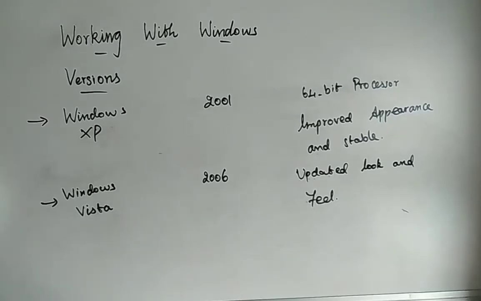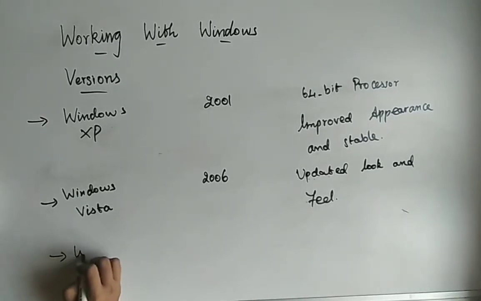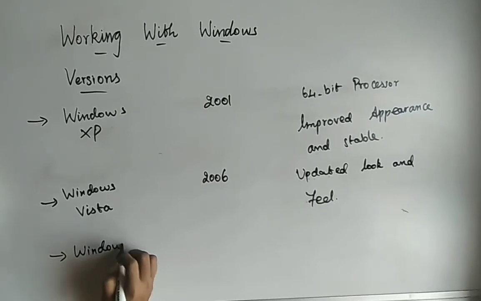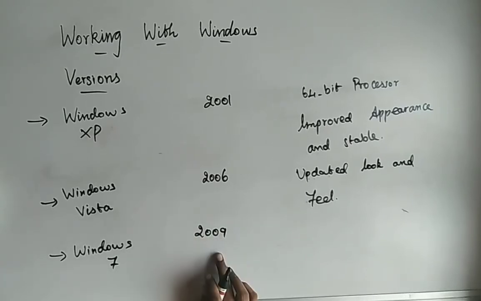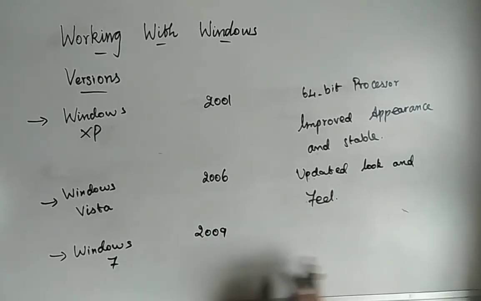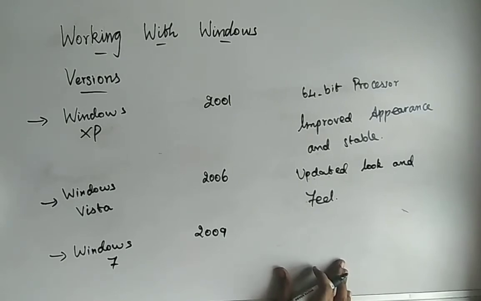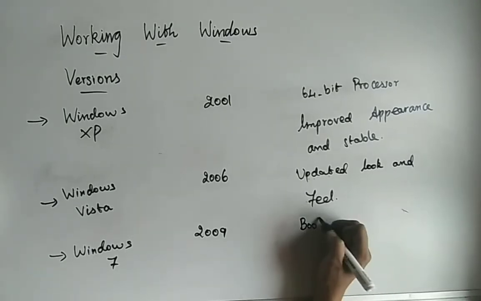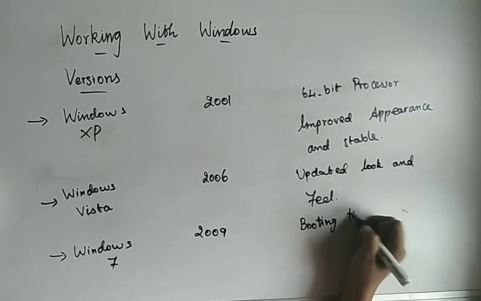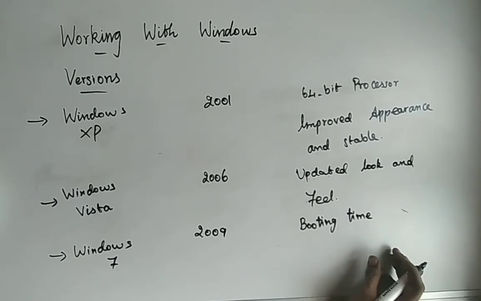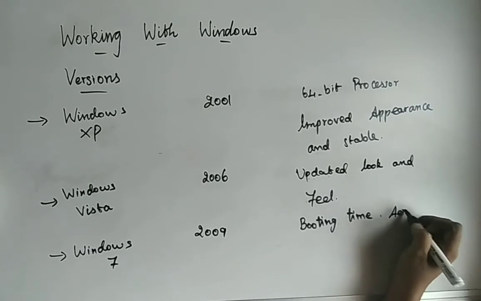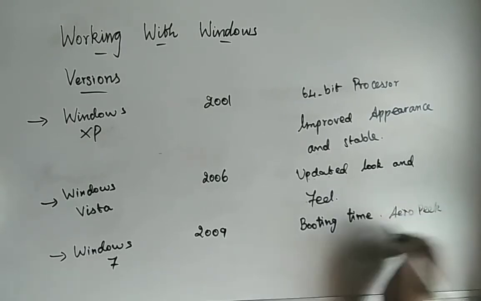The next one is Windows 7, introduced in the year 2009. What features do you have here? Booting time was improved. When you switch on the computer, some booting tasks are running, so that time was improved. Similarly, they introduced new interfaces like Aero Peek, handwriting recognition, and Internet Explorer 8.